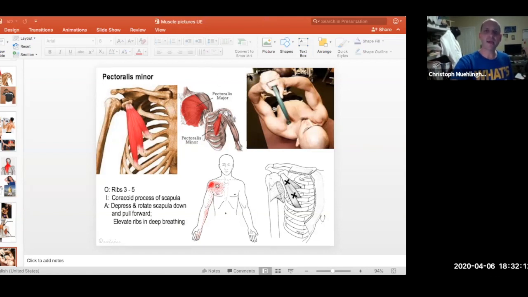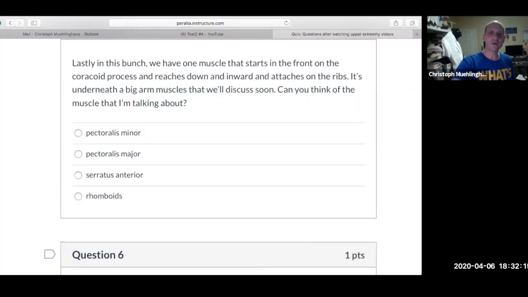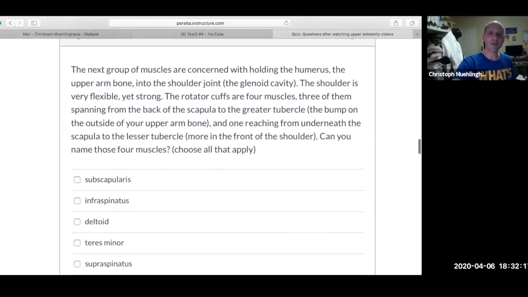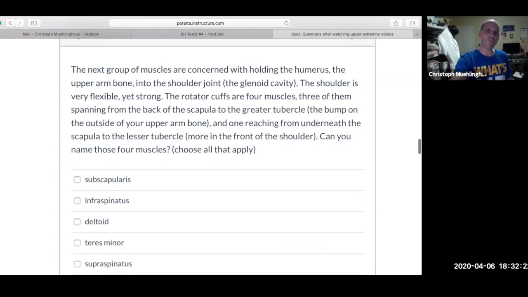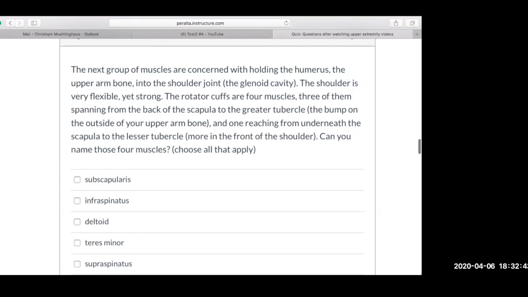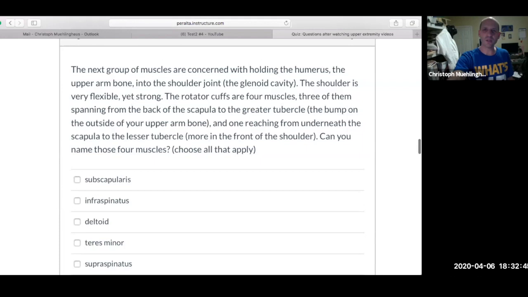All right. Next is right here. It says, the next group of muscles are concerned with holding the humerus, which is the upper arm bone, into the shoulder joint, the glenoid cavity. The shoulder is very flexible yet strong. The rotator cuff is four muscles, three of them spanning from the back of the shoulder blade, the scapula, to the greater tubercle, which is the bump on the outside of the upper arm bone. You know that one, right, by now? Yeah. Good, because that's on the test. Oh, I should have told you that.